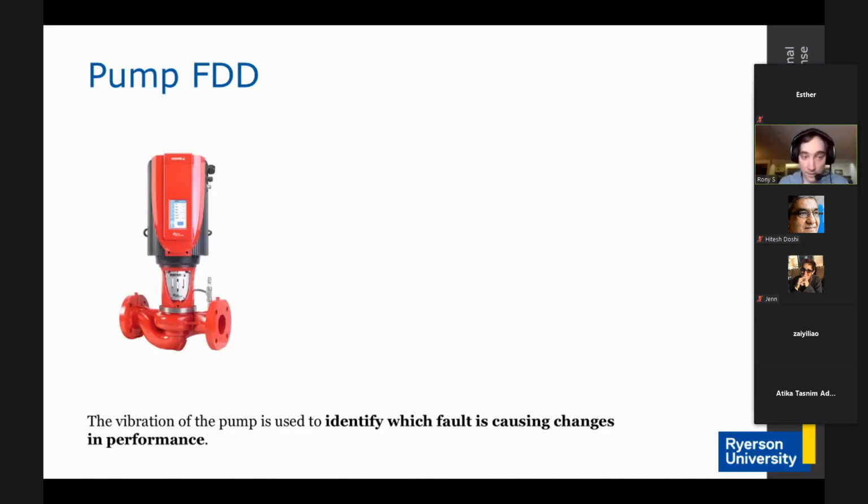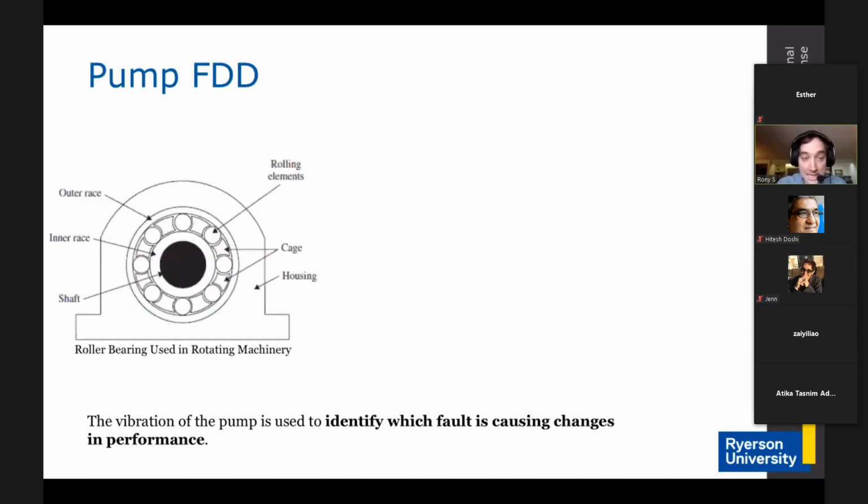This is a picture of a pump that we got to work with, and they tasked me with identifying a method for performing fault detection on their manufactured pumps. Unfortunately, they didn't have a data set, so I had to use an experimental data set of a roller bearing, and that's pictured here. And most rotating machinery, including pumps, use roller bearings in their equipment.